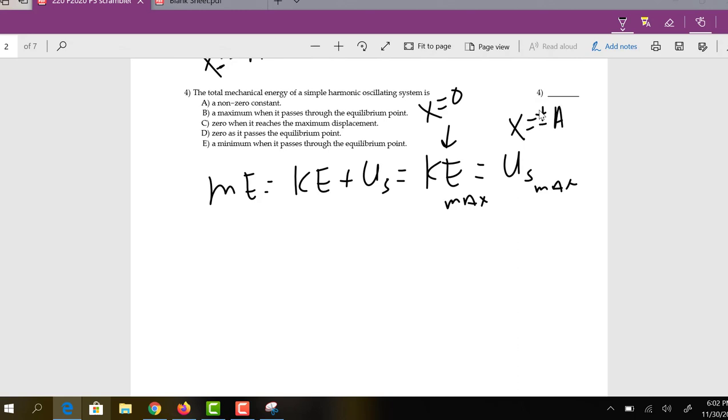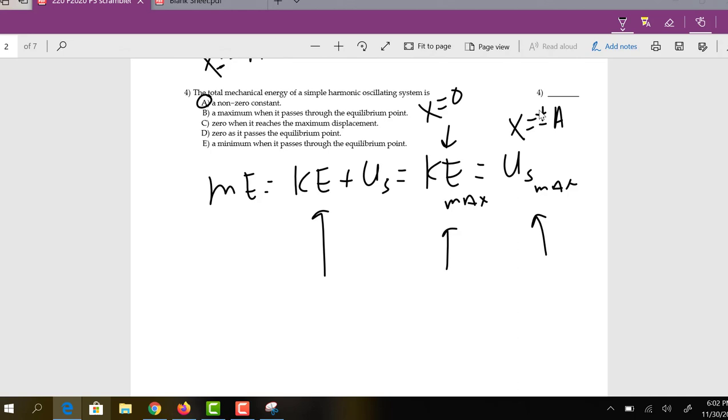Let's see how we can answer this one. A non-zero constant, okay, it's constant, it doesn't change. As long as there's no friction, the mechanical energy stays the same. At the endpoints, it's all spring potential. Going through equilibrium, it's all kinetic. Anywhere else, it's made up of kinetic plus spring potential.